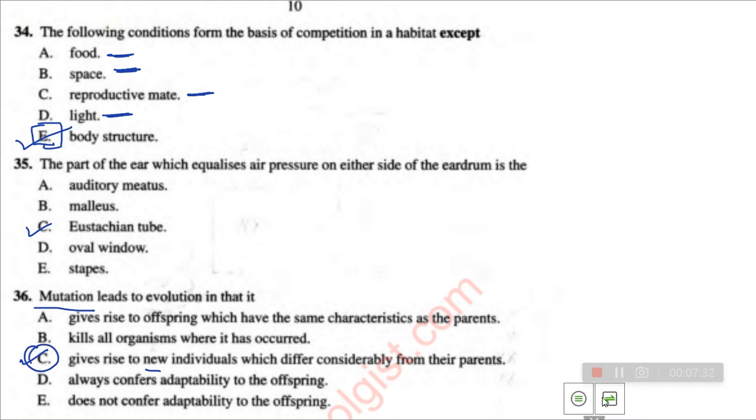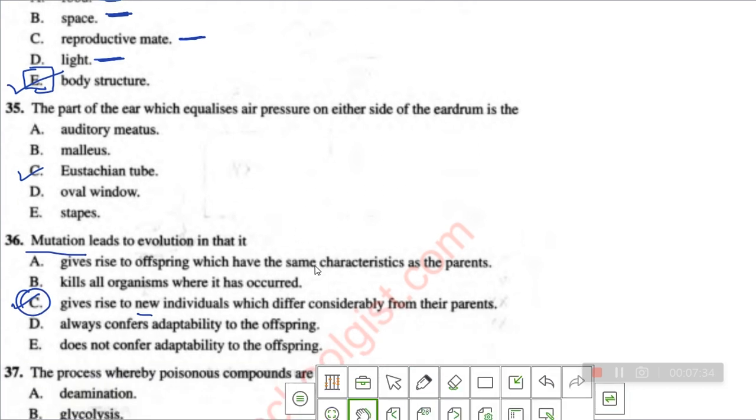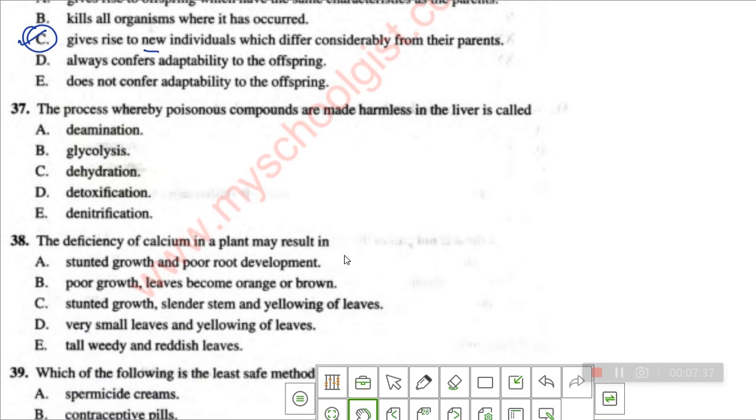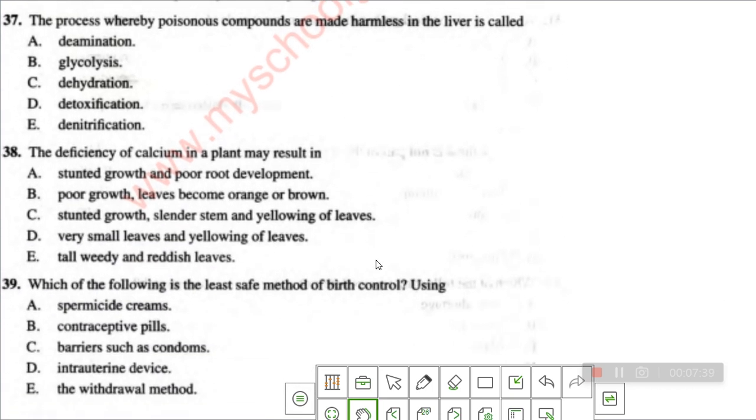So let's try to do more questions. Okay. Now here is a question.